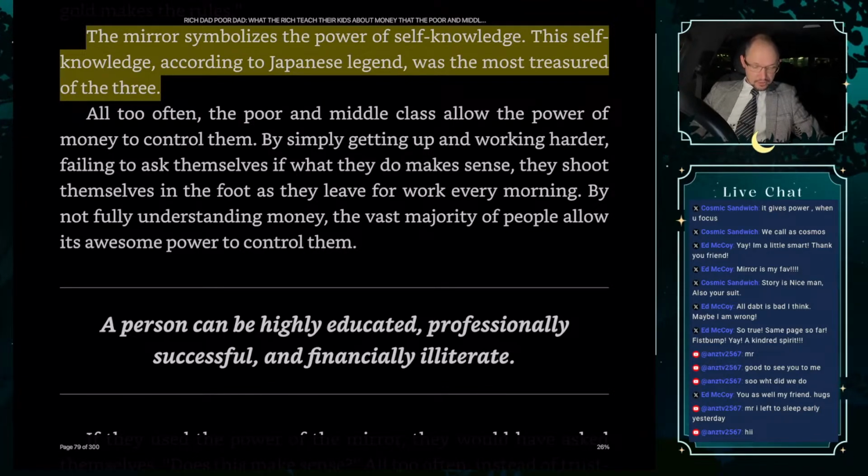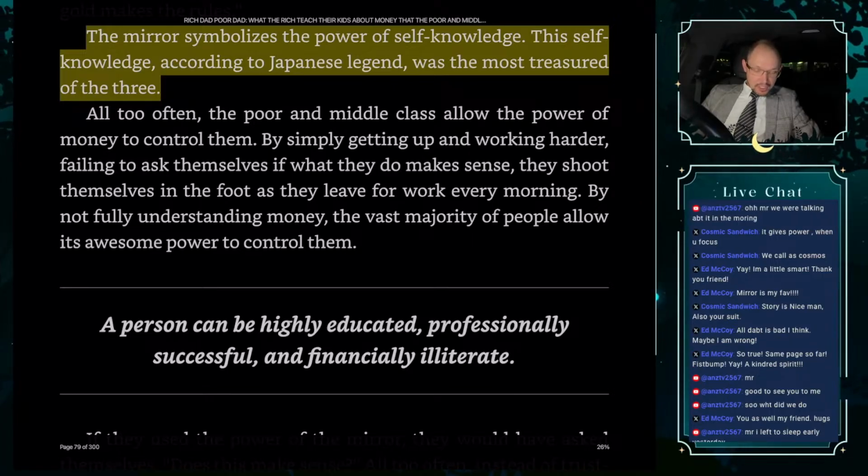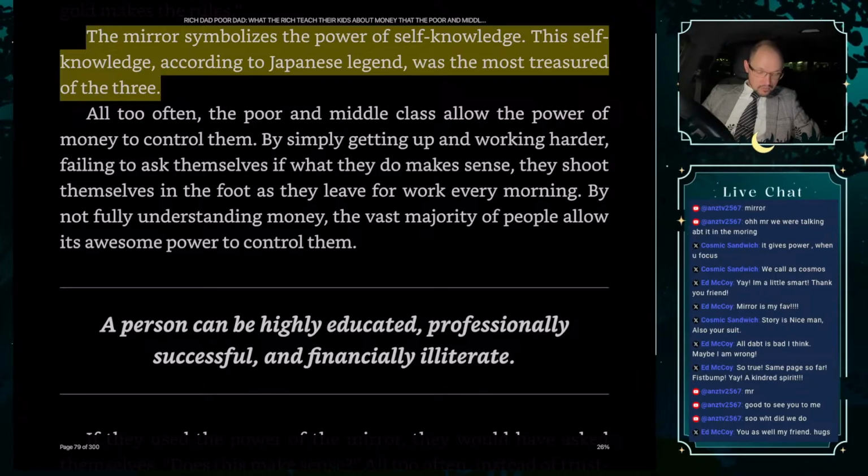Oh, Cosmic Sandwich, good to see you. Yes, I do like your tweets and I agree. Ed says, I'm a little smart. My friend, you are amazingly smart. Alrighty. Yes, we were talking about it in the morning.